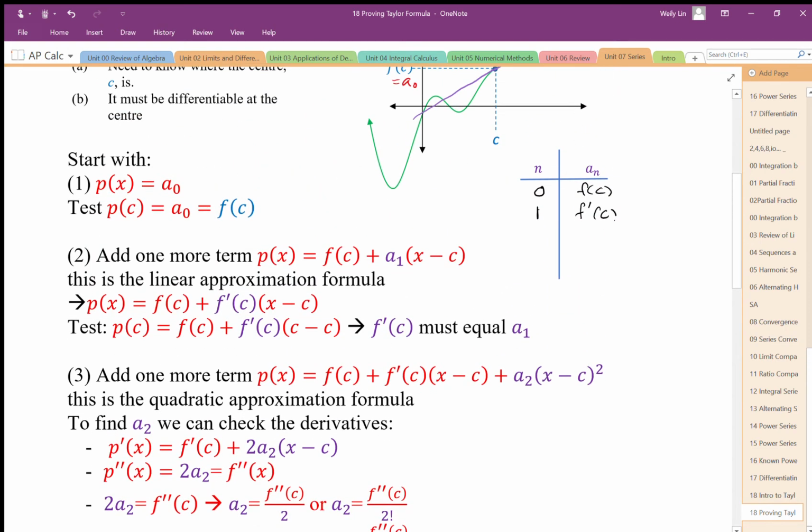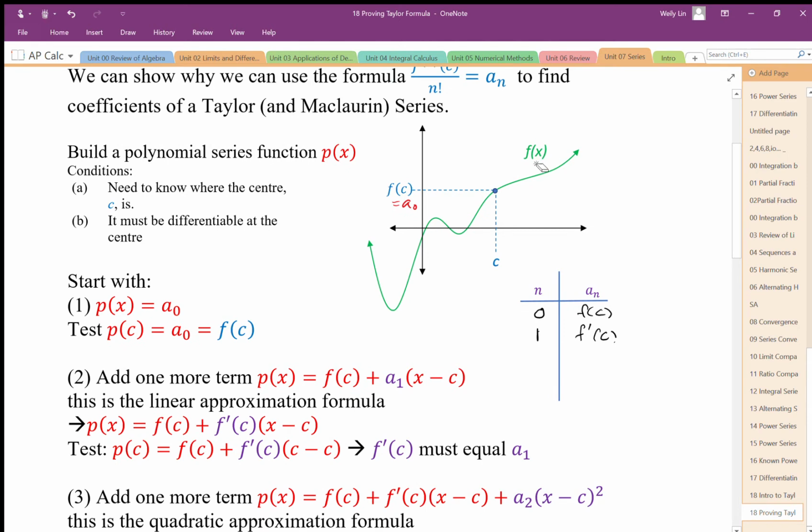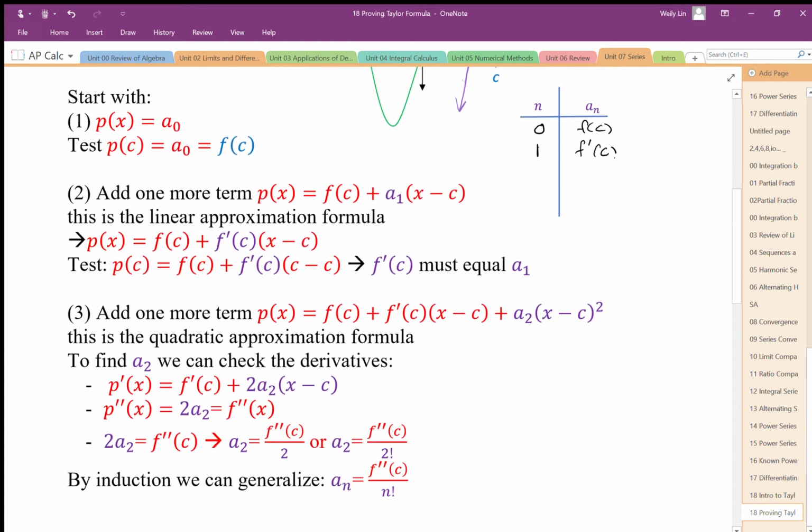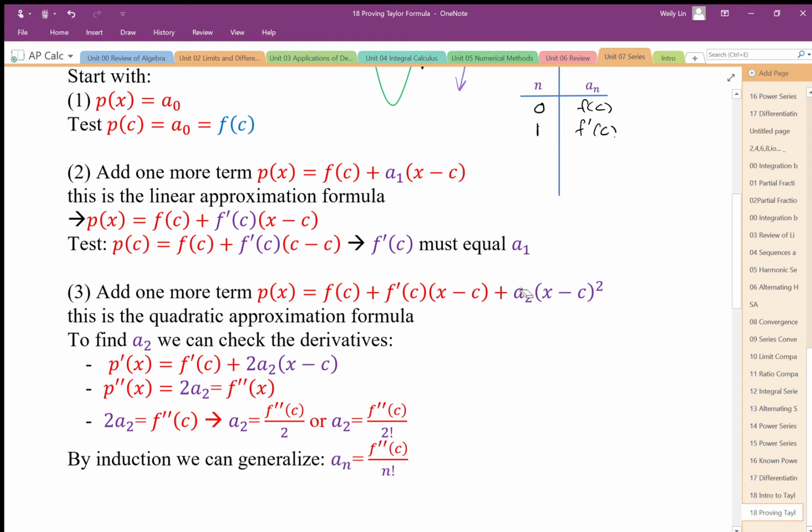Now instead of using this linear function, I'm going to use a quadratic function to approximate that graph. Maybe I'll just do it in purple here. And we've seen before that as I increase the number of terms, this becomes a better and better fit. So there's my quadratic approximation formula, and I want to be able to find the a2 of this formula.